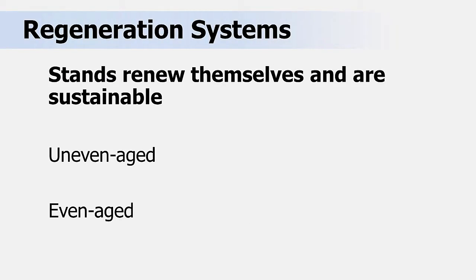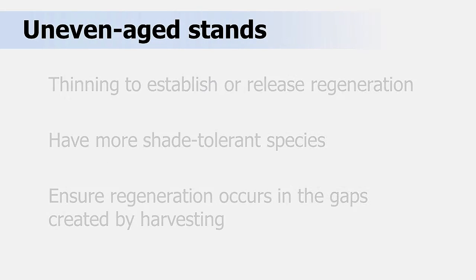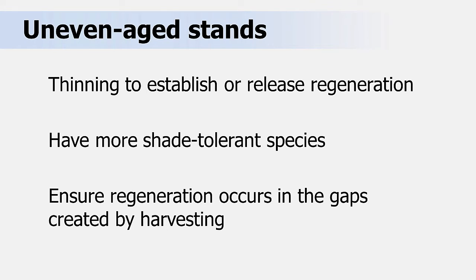Silvicultural regeneration systems focus on making sure stands renew themselves and are sustainable. There are two types of timber stands, uneven aged and even aged. In an uneven age system, every cutting activity is basically a thinning with the intent of establishing or releasing regeneration.